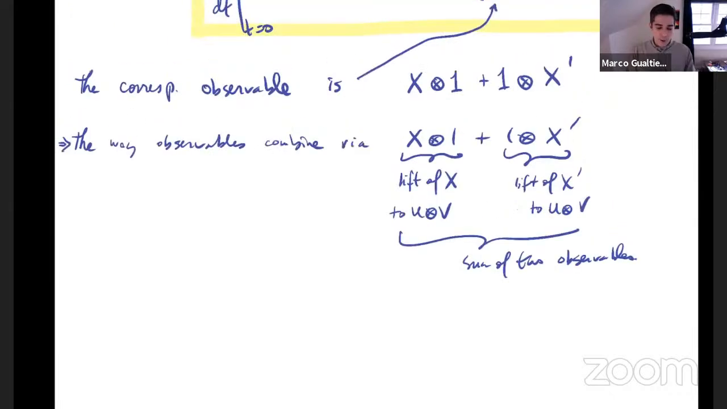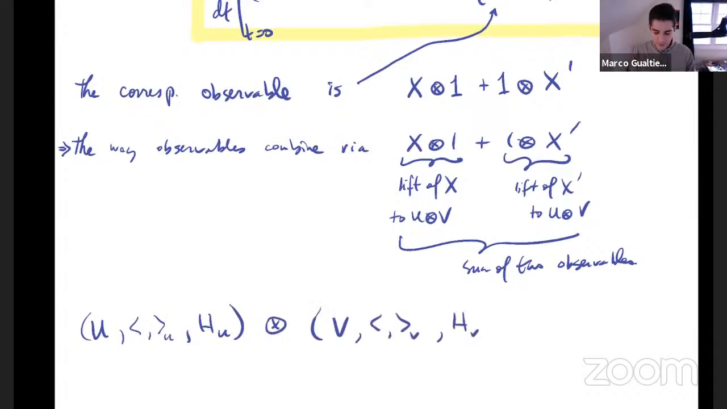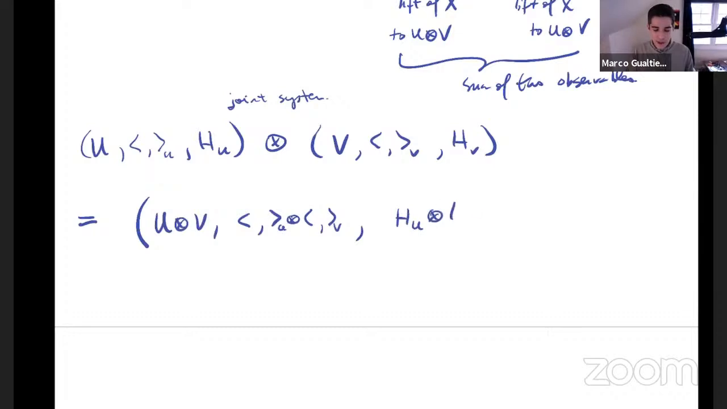So this means that when we're trying to combine quantum systems, if I have U and H_U, and V and H_V, what I'm going to get as the combined joint system can be expressed in the following way. We take the tensor product of U and V, we take the combination of the two bilinear forms, and then we take H_U tensor 1 plus 1 tensor H_V.